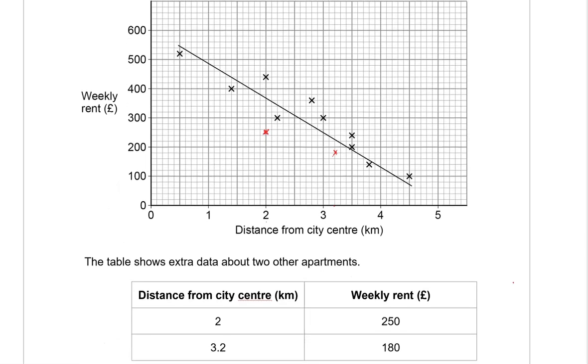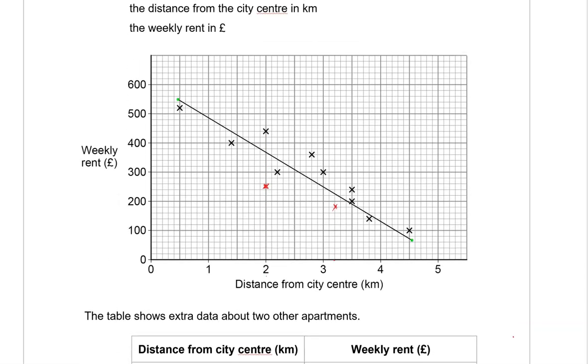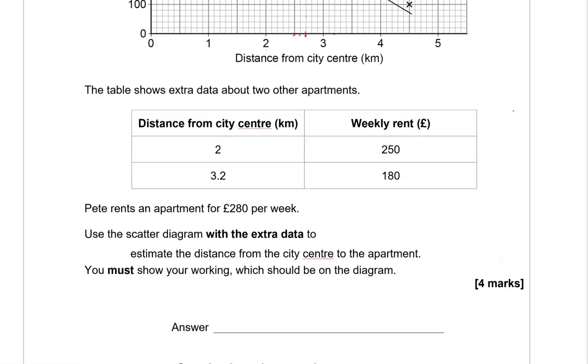So 280 per week. Where is that? That is 220, 40, 60, 80. So where does that meet the line? It's about this point. So going down, that would be 2.567, 2.7 kilometers.